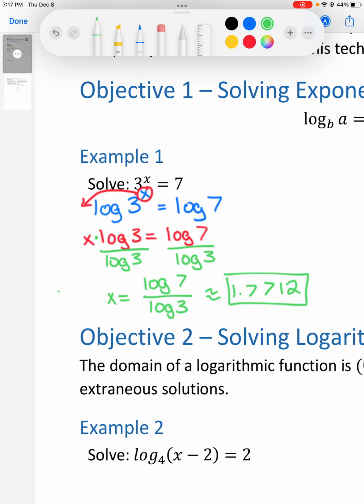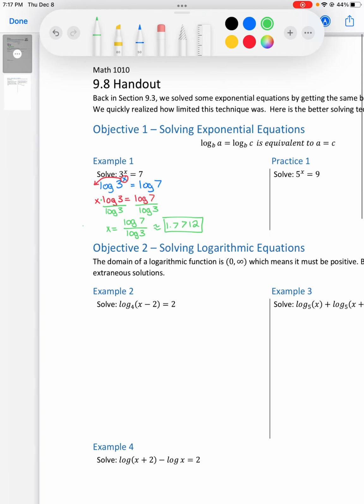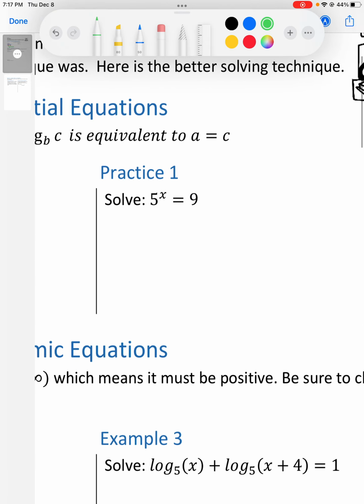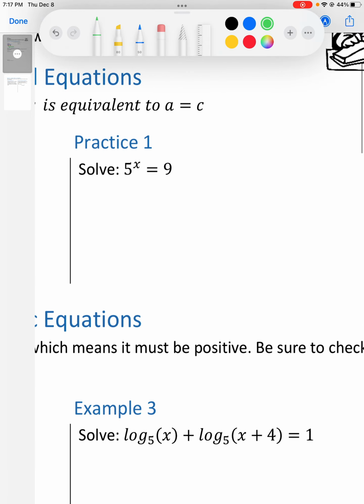So that's one way we can solve an exponent that's going to be a decimal, is just by taking the log of both sides. So I want you to pause the video, and then I want you to try practice 1. And then when you're done, you can press play and I'll go over it.